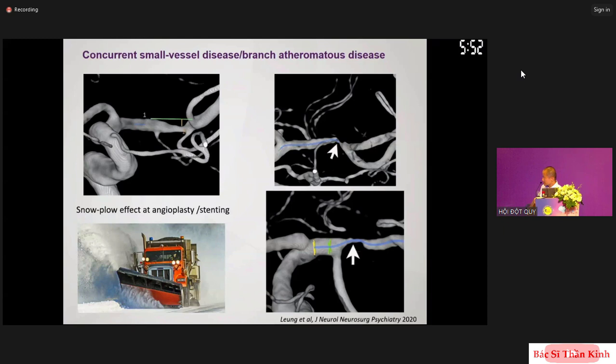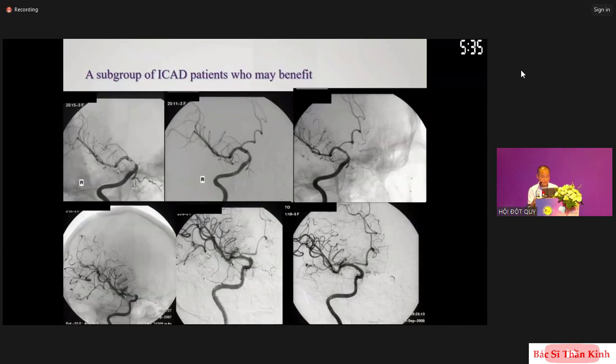In contrast, just imagine if you put in a stent here, the plaque material may actually smear onto the perforator surface and occlude this branch, causing a perforator stroke. So it is very important to be aware of this snowplow effect.